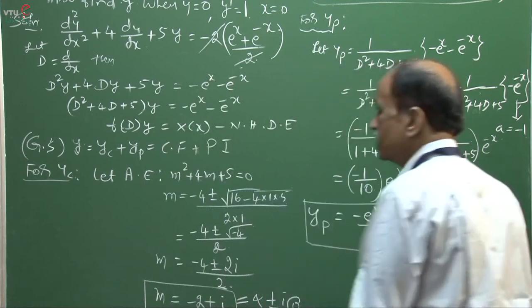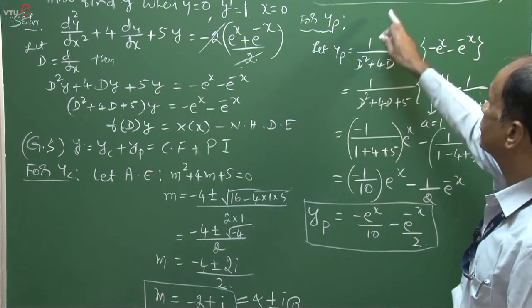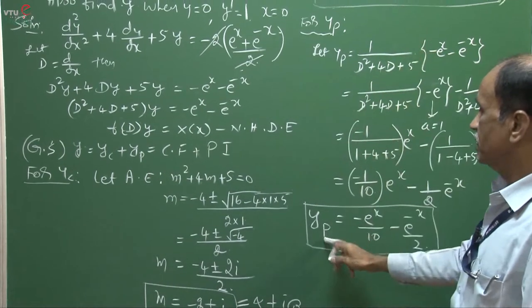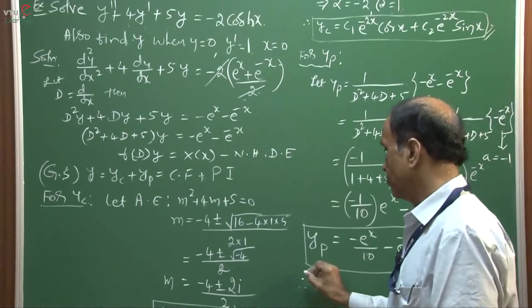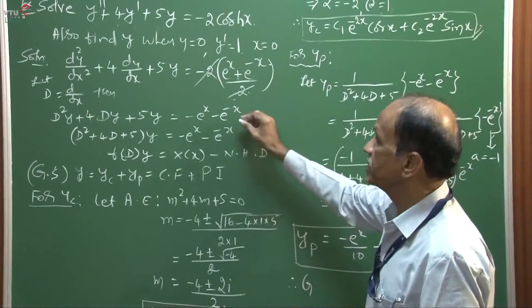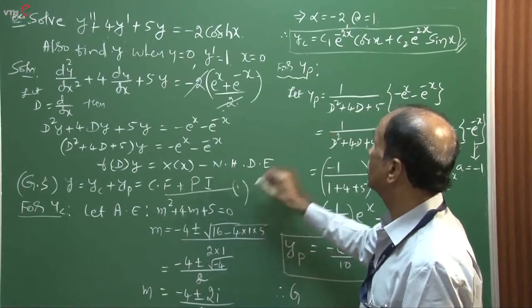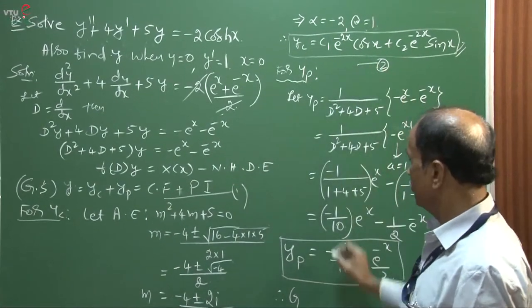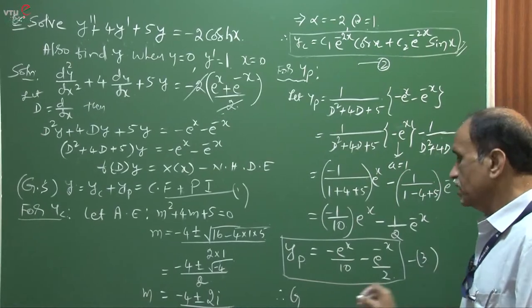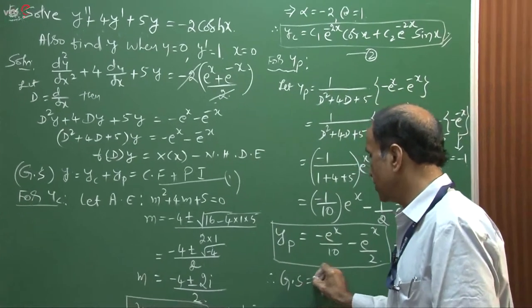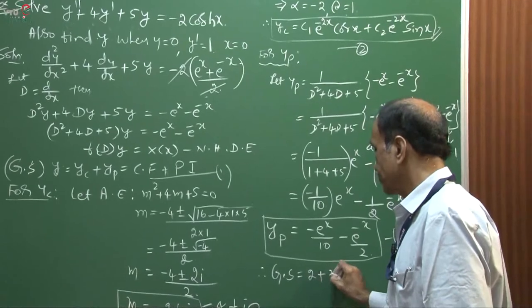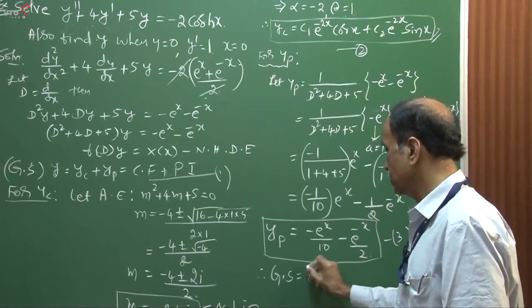Then the general solution: the complementary function is this one, and the particular integral is this one. Therefore, for the general solution, this is equation number 1 where you have written this one, this is equation number 2, this is equation number 3, then the general solution is equal to equation 2 plus equation 3.